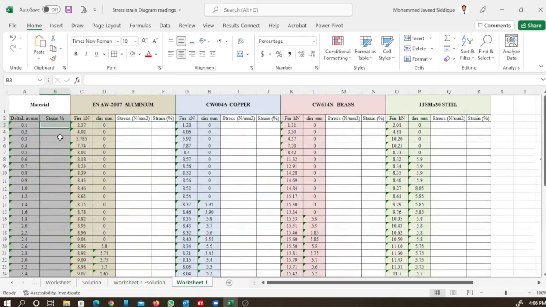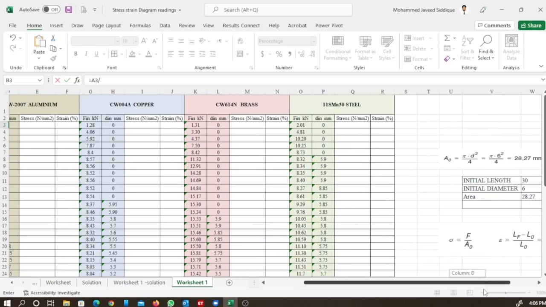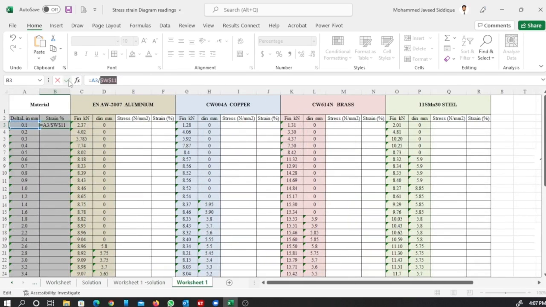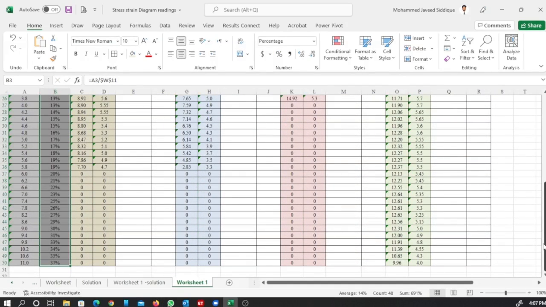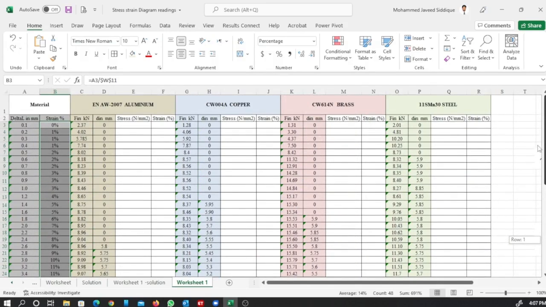So let me do it in an empty sheet here so that it's clear for you. So change in length divided by the original length, which is here, original length, and of course I'm going to put dollar signs here, and then I say that it is a percentage, so answers will be in percentages. So I'll just pull this down. So these are my different strains at which I will check my stress.